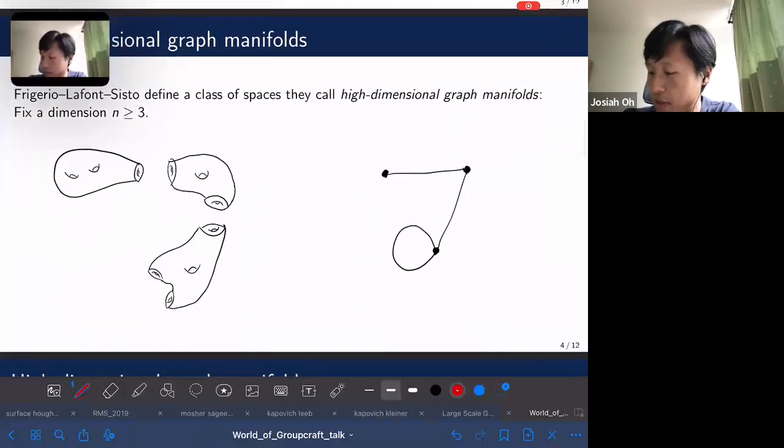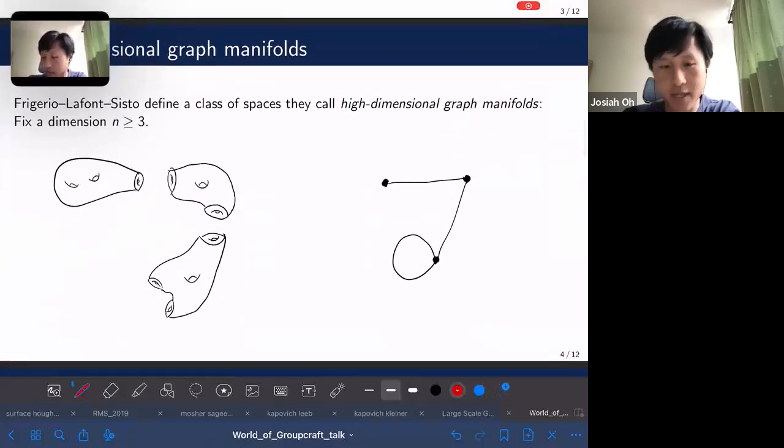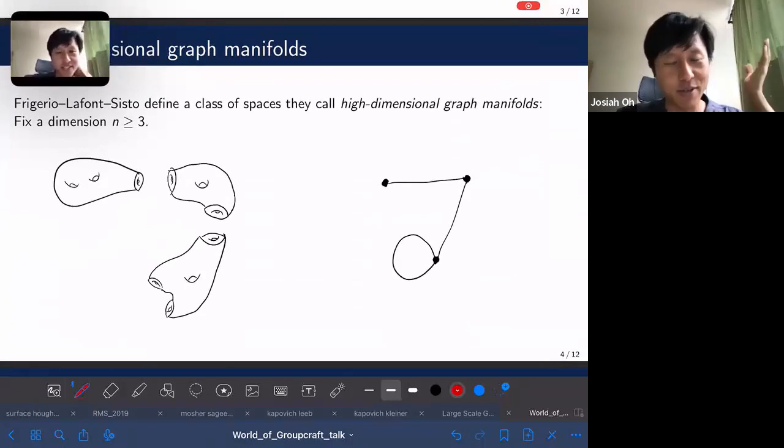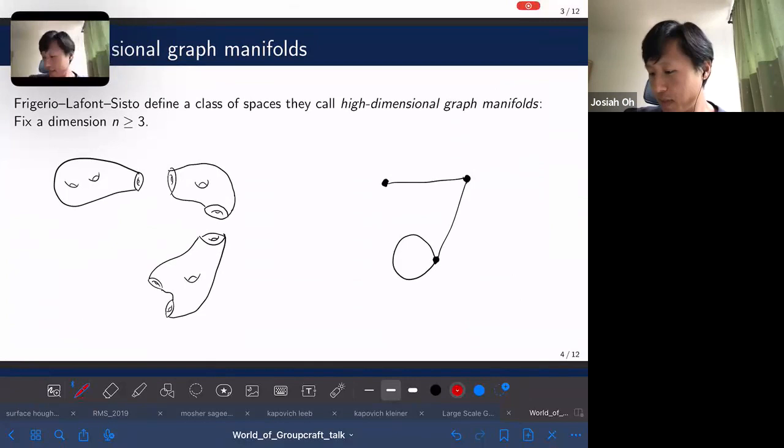So these manifolds are a class of spaces defined by Frigerio-Lafont-Sisto. Again, I won't write down the precise definition. It would be way too long. Let me try to instead tell you the idea. So high dimensional is just to say that the dimension of these manifolds is always at least 3. And then graph manifolds, you'll see why it's called that in a second. So let me tell you what these things kind of are. So fix a dimension n, say it's at least 3.